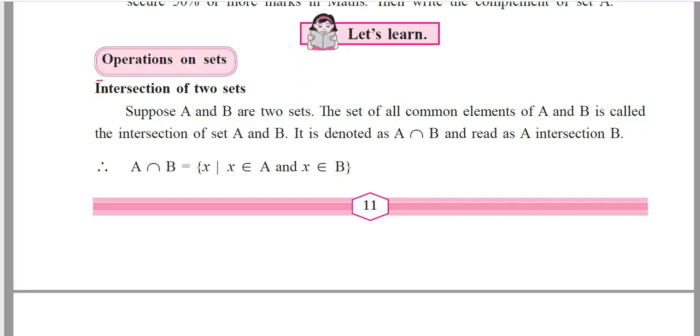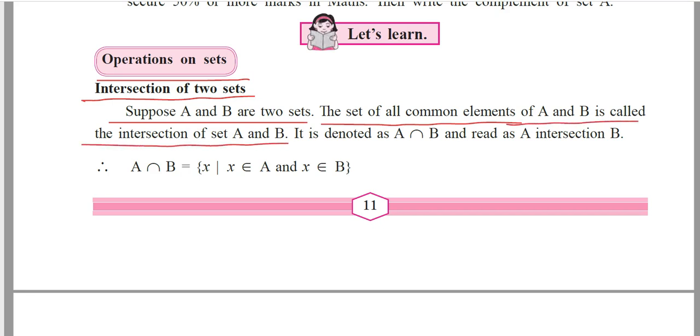विद्यार्थी मित्रांनो, नेक्स्ट टॉपिक्स आपण बघणार आहोत ऑपरेशन्स ऑन द सेट्स. First of all, intersection of the two sets. Suppose A and B are the two sets. The set of all common elements of A and B is called the intersection of the set A and B.